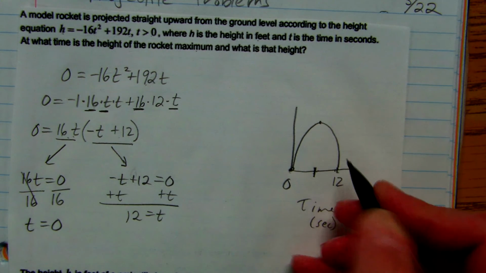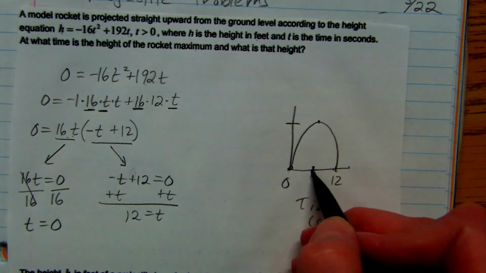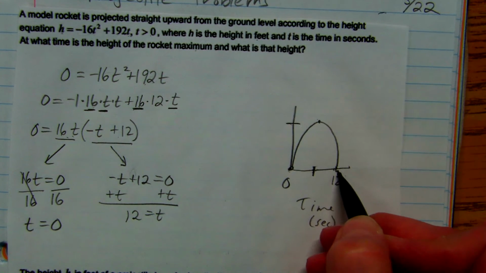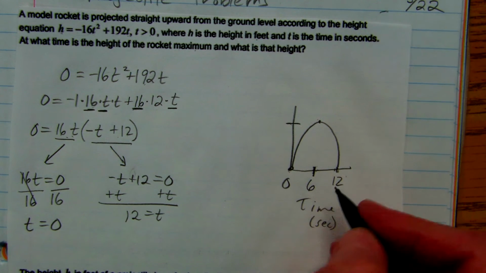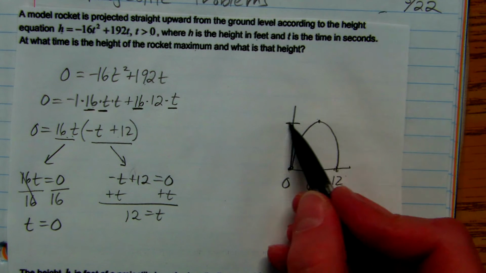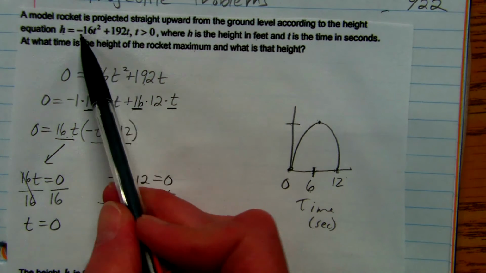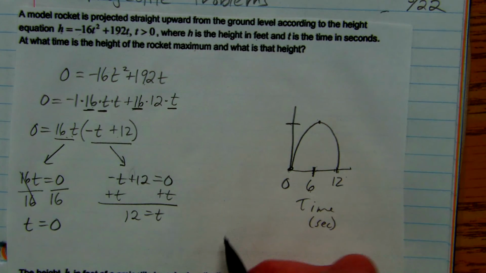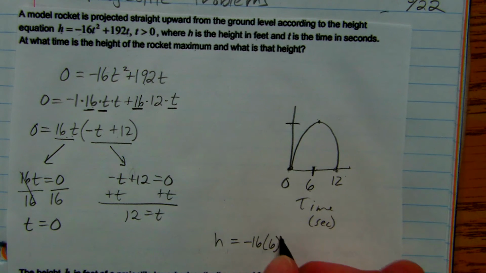Okay, so we're going to do this midpoint because we want to know when it's going to reach its maximum height. So half of 12 is 6. So it will reach it at 6 seconds. And then to figure out what this height is, I'm going to put 6 seconds back into this equation. So I'm going to do height equals negative 16 times 6 squared.